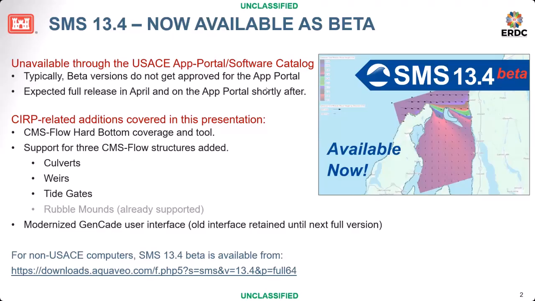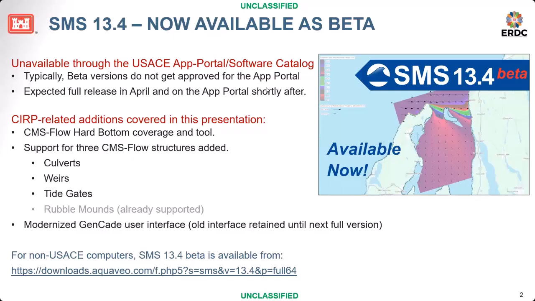So a few things that we've been working on are new tools for working with hard bottom data sets in CMS-Flow. Also, there have been 4 structure types for CMS-Flow that have been available since about 2011 or 12. But we did not really have an interface for those in SMS for the longest time. Users would have to manually do some things, and it was a lot of trouble.